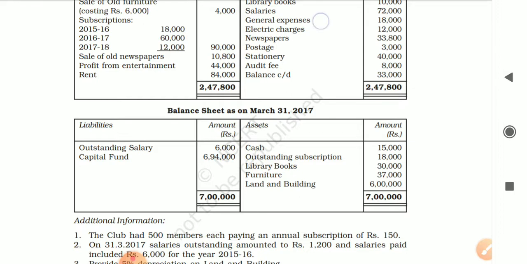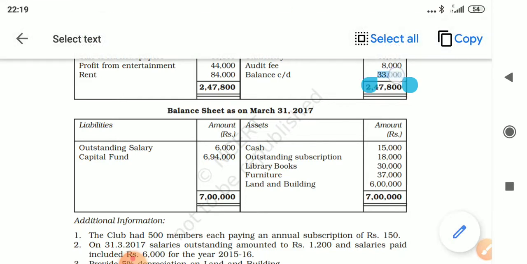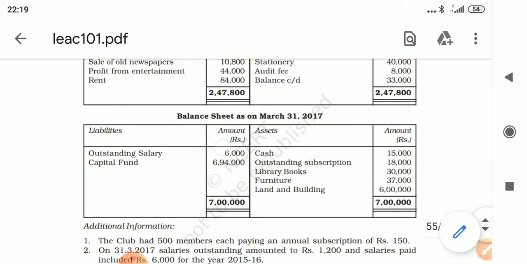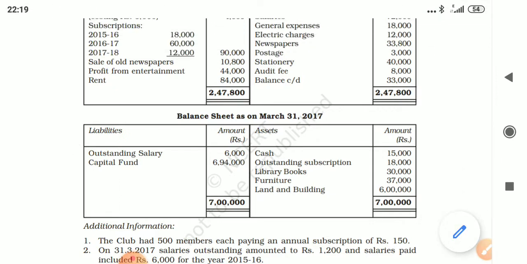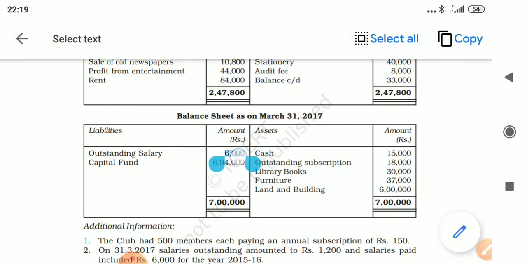Then general expenses, electric charges, newspapers, postage, stationery and audit fee. All these items are expenses. They will appear in the expenditure side of your income and expenditure account. Balance carried down is an asset, cash balance. So this balance carried down will appear in the asset side of current year's balance sheet. Done with it? Now coming to this balance sheet, opening balance sheet. We have already seen that 6,000 was salary outstanding and the full 6,000 amount is received this year.